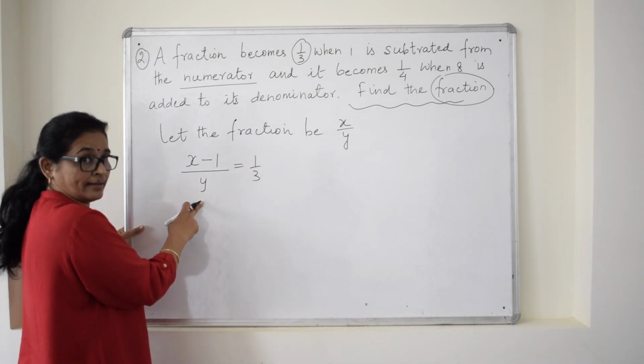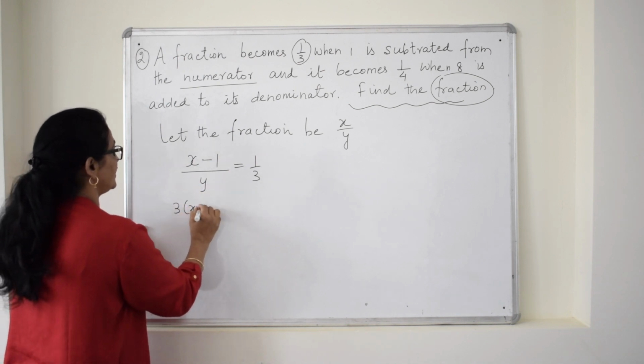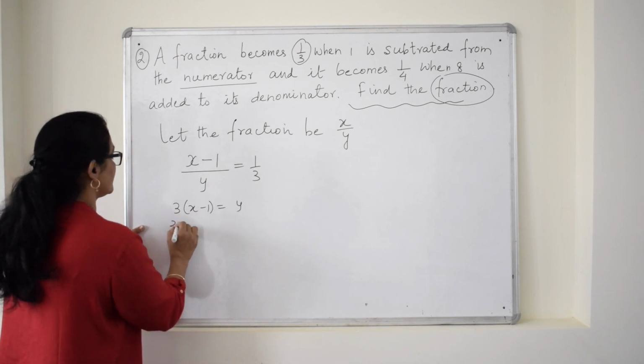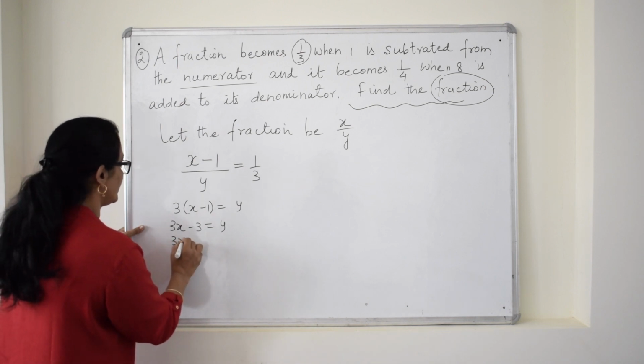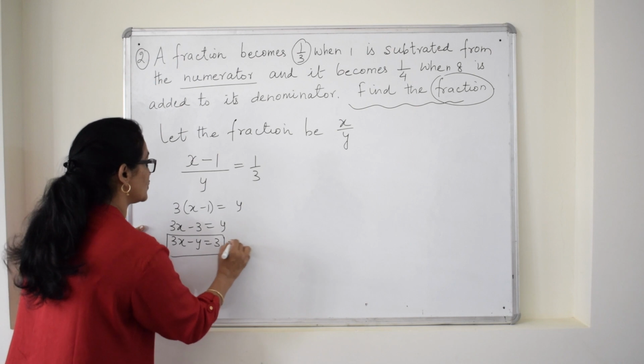This is not in the standard form. We will rewrite it. That will be 3 into x minus 1 is equal to y. That is 3x minus 3 is equal to y. So 3x minus y is equal to 3 is the first equation.